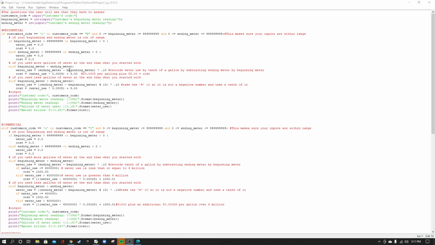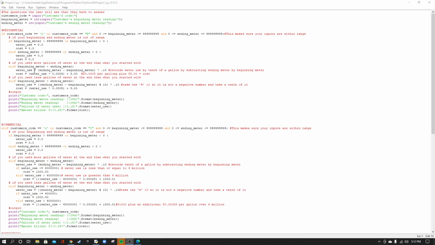If that happens, then to find the gallons of water used, we just have to find the difference. So we do the ending meter minus the beginning meter, and we multiply it by 0.10 because we record the water gallons used by tenths. For the cost, the amount billed, our prompt gives us billing information of a $5 flat rate plus an additional 0.005 per gallon used. So that's what we have for our cost.